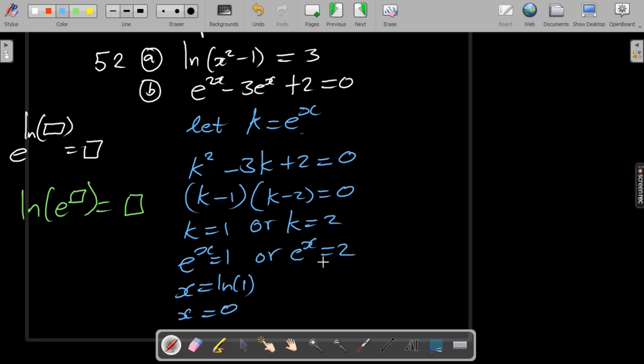Okay, we're going to do the same on this side. Finding the ln of this will give us x, and the ln of this will just be ln of 2. And you can leave it like this. So your answer is x equals 0 or x equals the ln of 2.